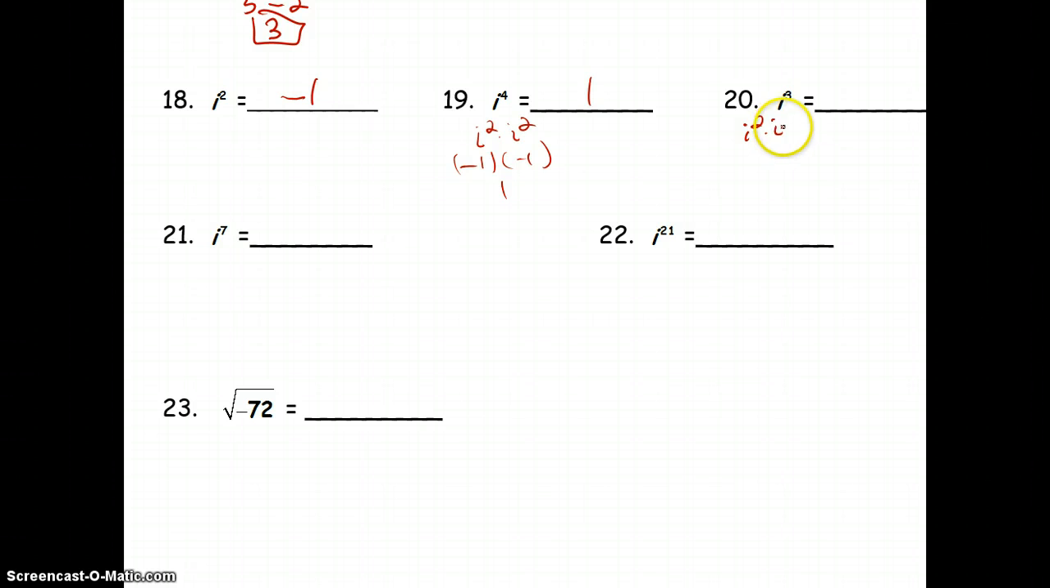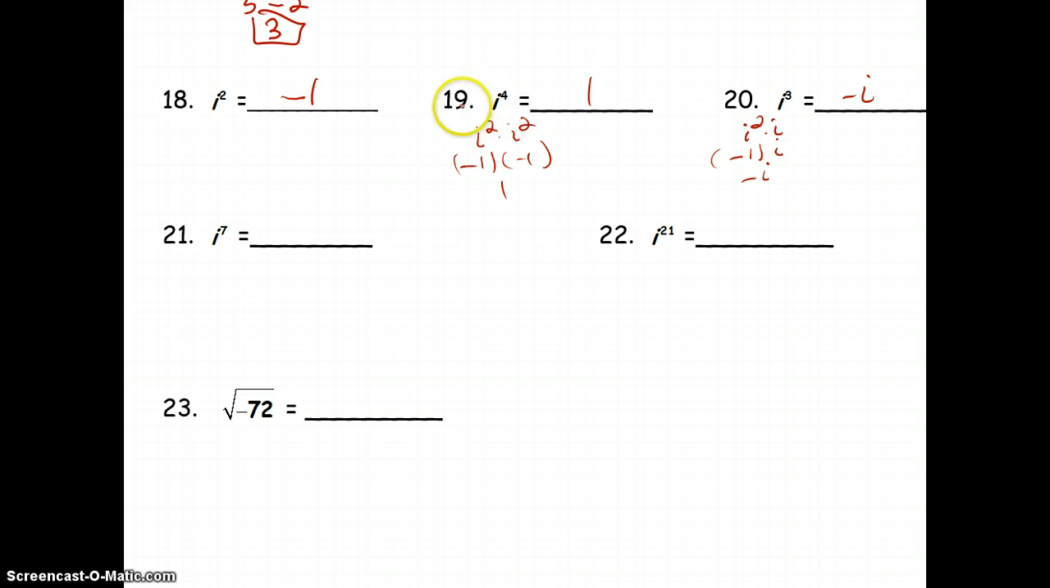If I had i to the 3rd, I would rewrite it as i squared times i. i squared is negative 1, because in problem 18 that's what we decided it was, by the basic definition. And i is i. So simplifying this, our answer is negative i.